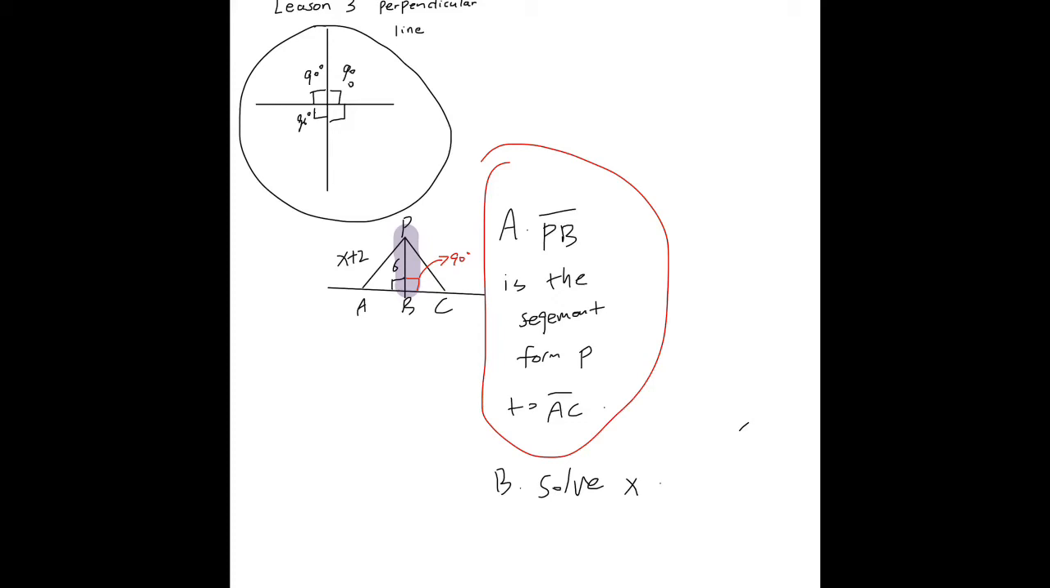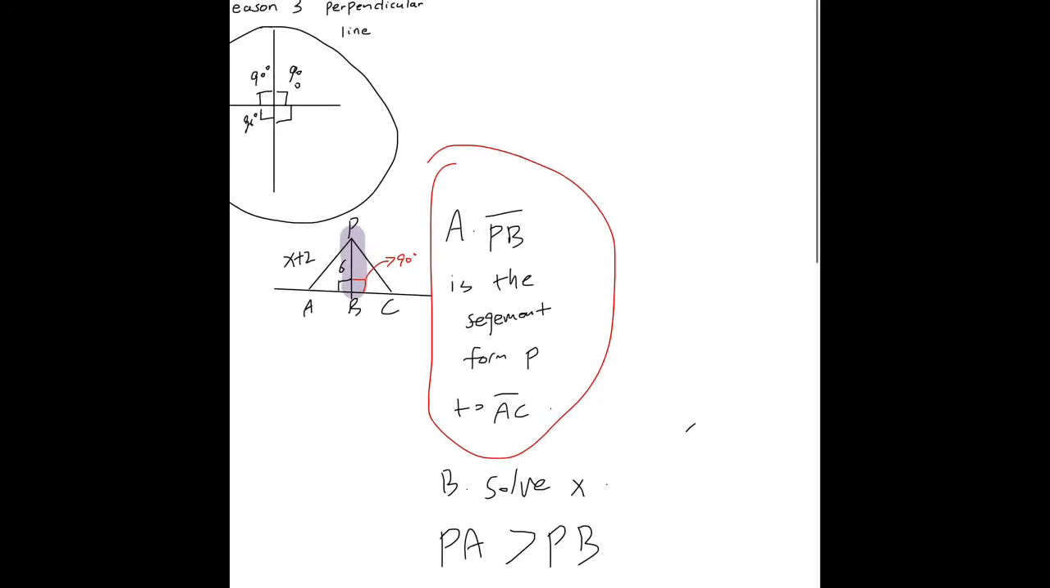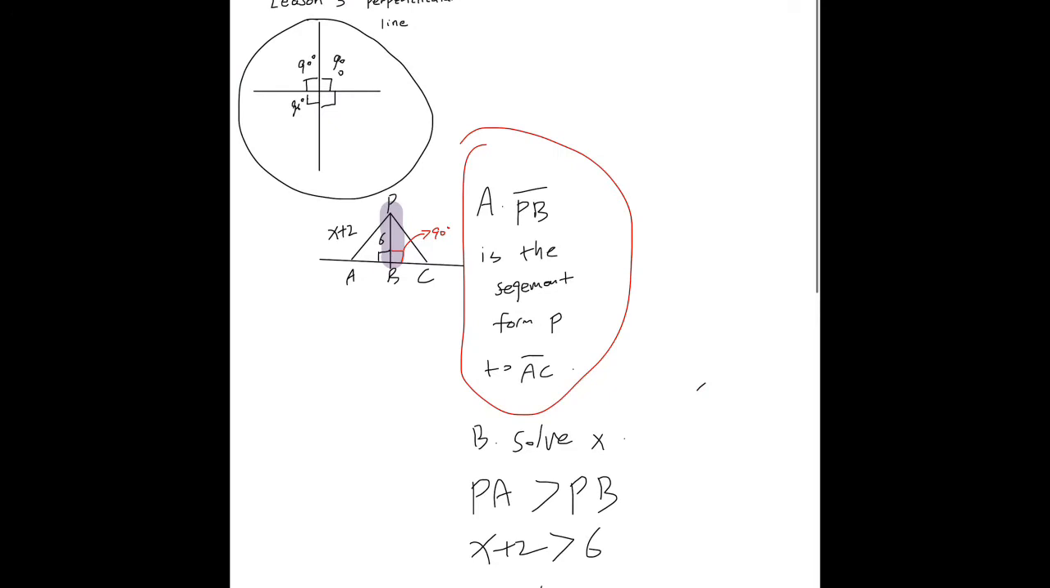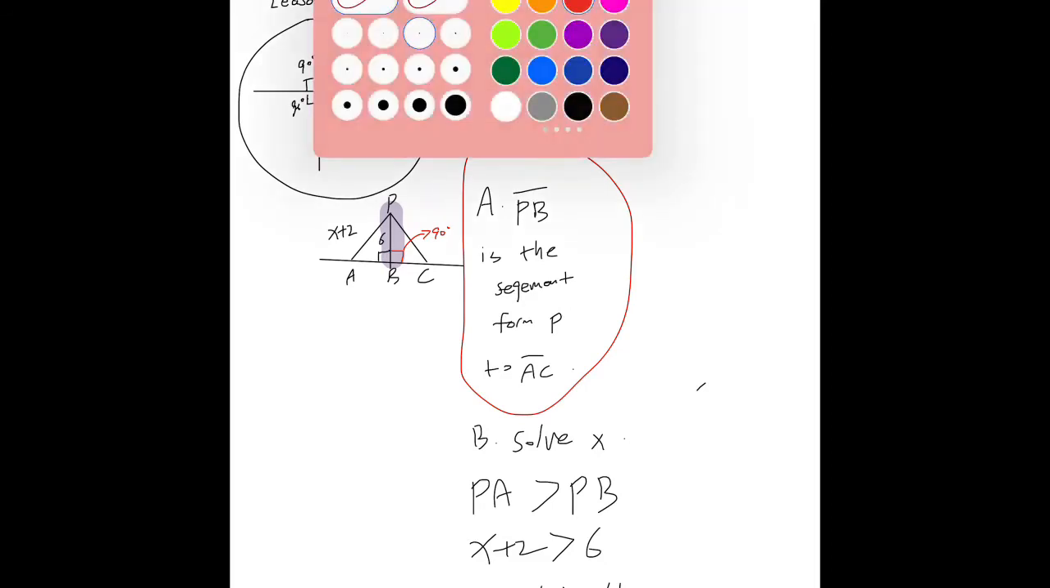So we can use a simple equation. PA is bigger than PB. So that means x plus 2 is bigger than 6. x is bigger than 4. So that's really simple, right? That's really easy.